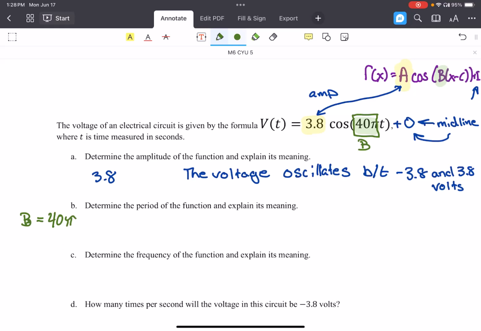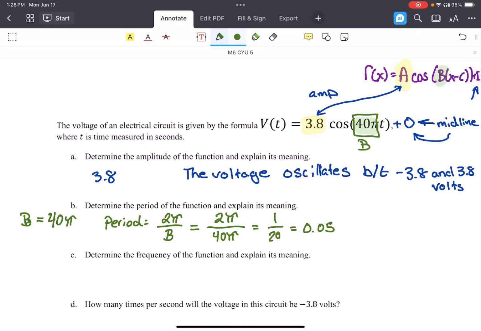To get to our period, normally it would be 2 pi, and if we divide that by b, we're going to figure out how long one cycle of our function is. So in this case, 2 pi divided by 40 pi. The pi divided by pi is equal to 1, and so I'd really just be left with 1/20th, or if it helps you, you could think of that as 0.05 as a decimal.